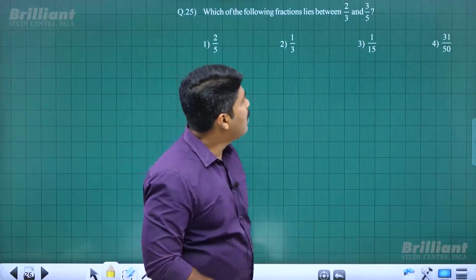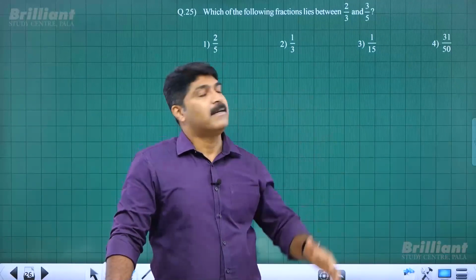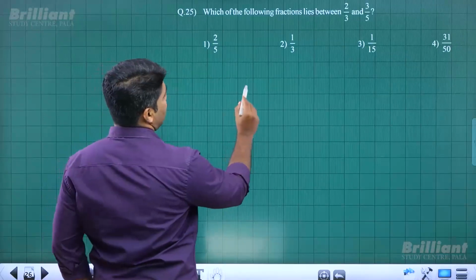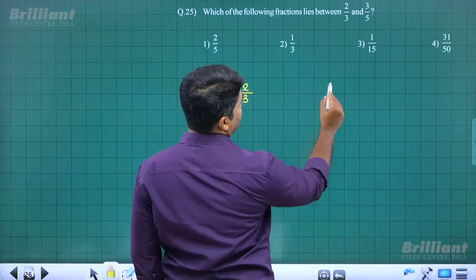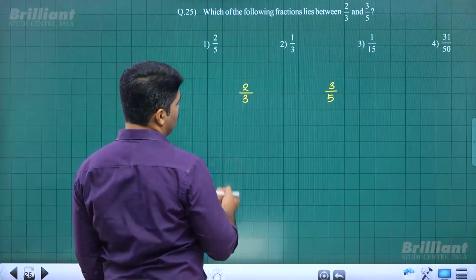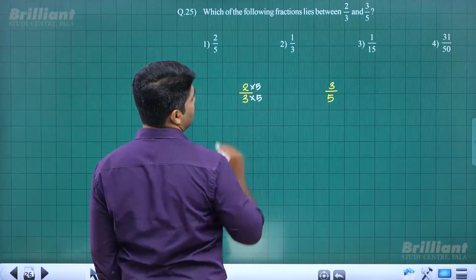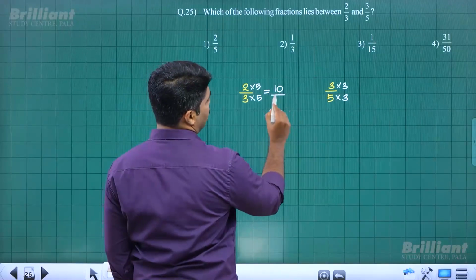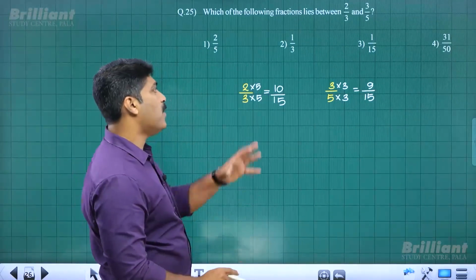Which of the following fractions lies between 2 by 3 and 3 by 5? Another tricky question from the area of fractions. How can we identify, from the given set of fractions, which fraction lies in between these two fractional values, 2 by 3 and 3 by 5? If we convert these values to a common denominator, observing the denominators 3 and 5, their LCM is 15. So I am multiplying this fraction's numerator and denominator by 5 and this fraction's numerator and denominator by 3. So here we will get 10 by 15 and 9 by 15. Clear? So our answer should lie in between these two values.